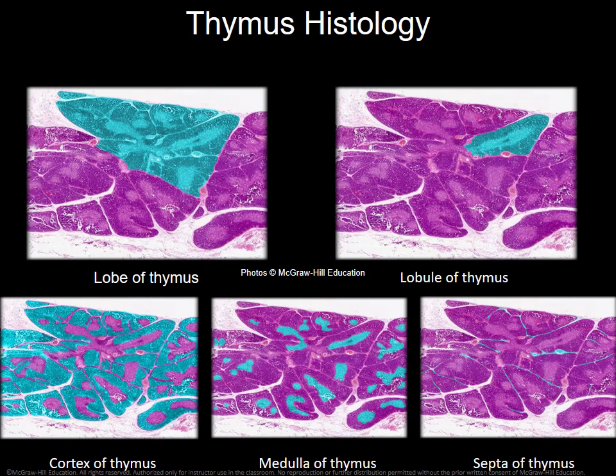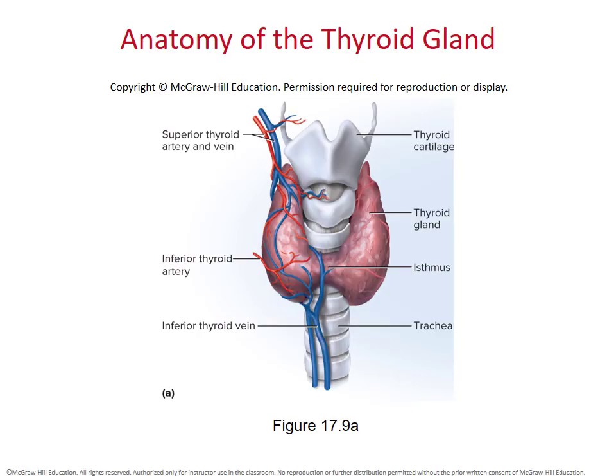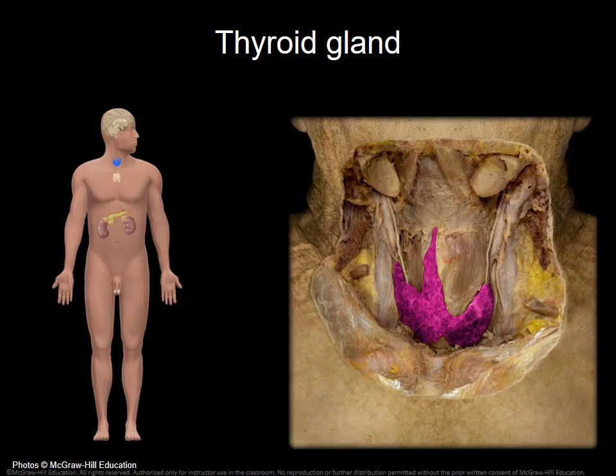Here's the thymus. I think this slide is a little bit out of order. We don't actually have any slides of the thymus in lab anyway, so we can ignore this slide. Here's the thyroid gland, which I'm obviously more interested in at this point. Again, showing its location on either side of the trachea, just below the larynx. Cadaver view of the thyroid gland.